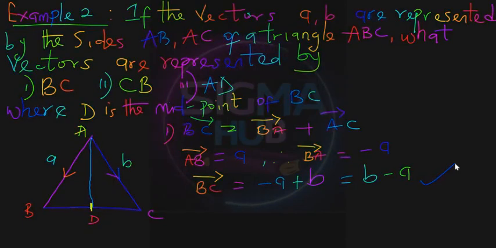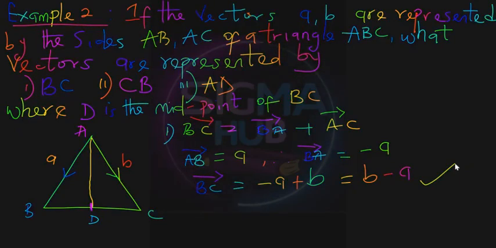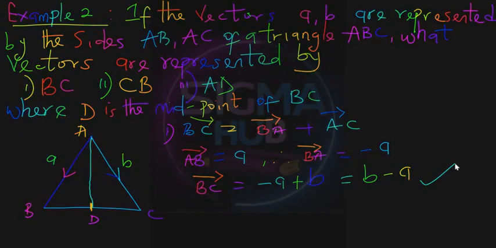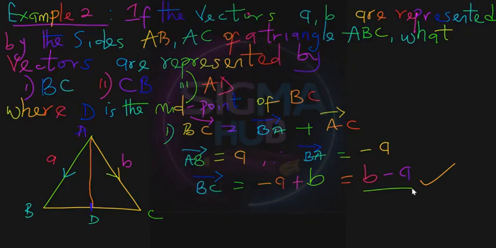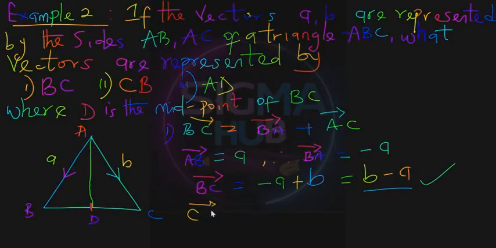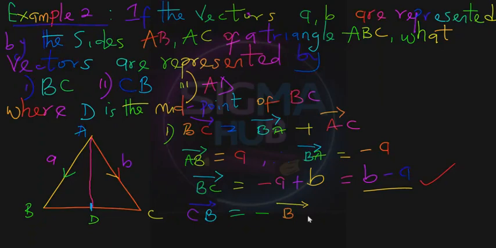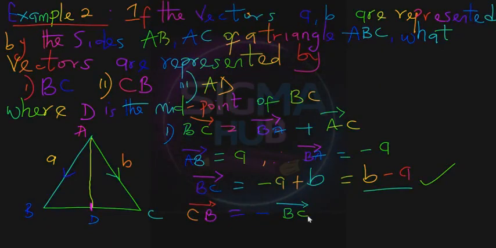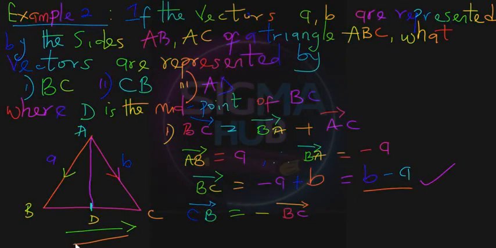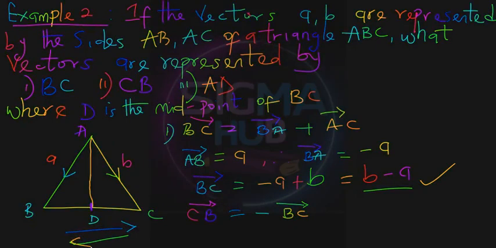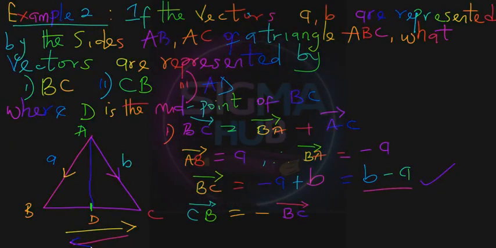Now the second question says we should represent the vector CB, that is moving from C to B. We don't need to stress ourselves too much over this. If BC is B minus A, then CB is going to be the negative of BC. Why? Because it is just in the opposite direction. For BC, I am moving like this. Then for CB, I'm moving in the opposite direction. So they have the same value, but different directions.